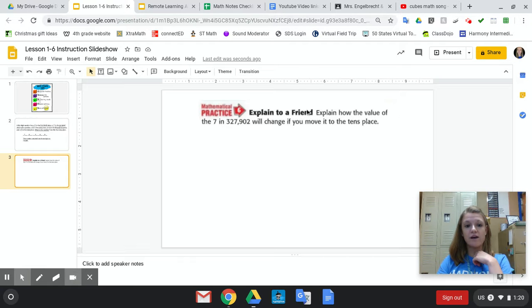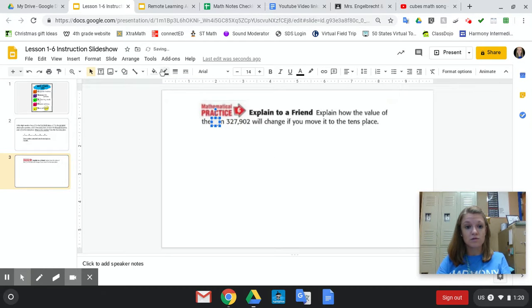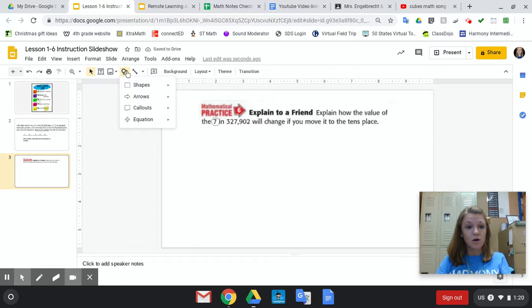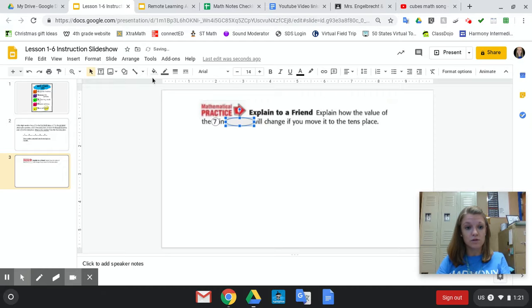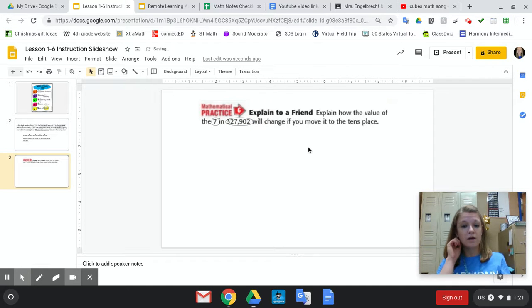Explain how the value of the 7, I see it. I need to circle. Start with C. Circle the numbers. Circle, circle, circle. That's a big number. Gotta circle the whole thing.